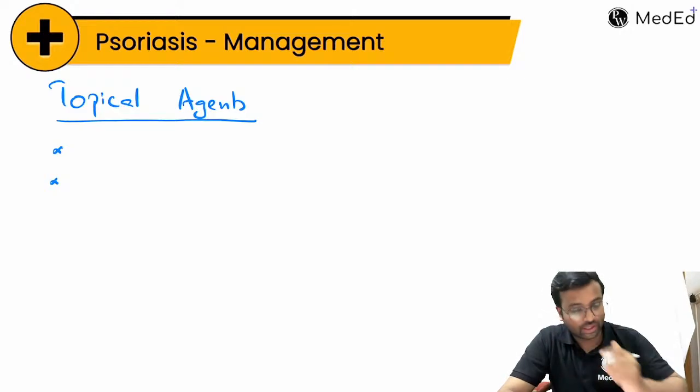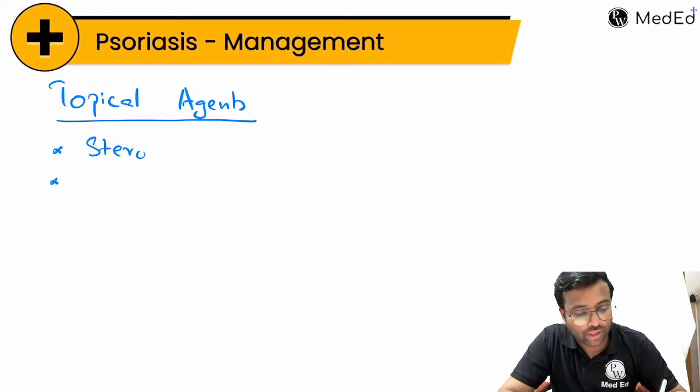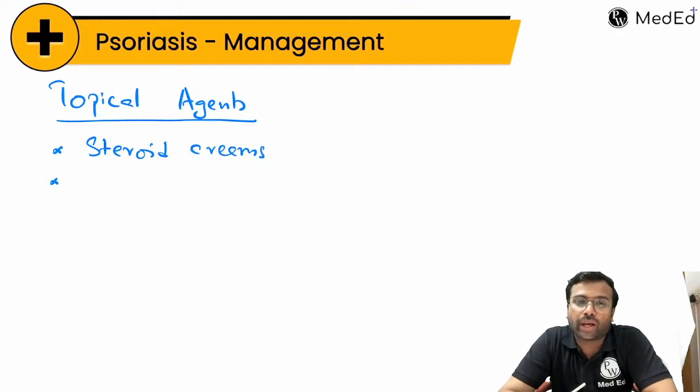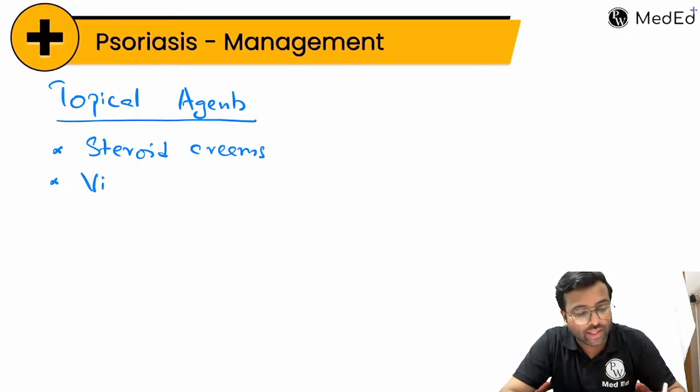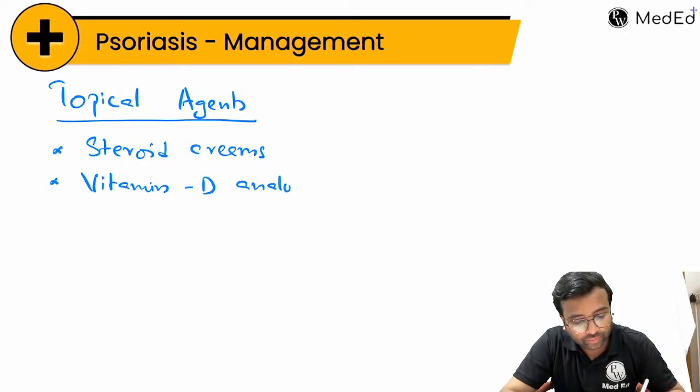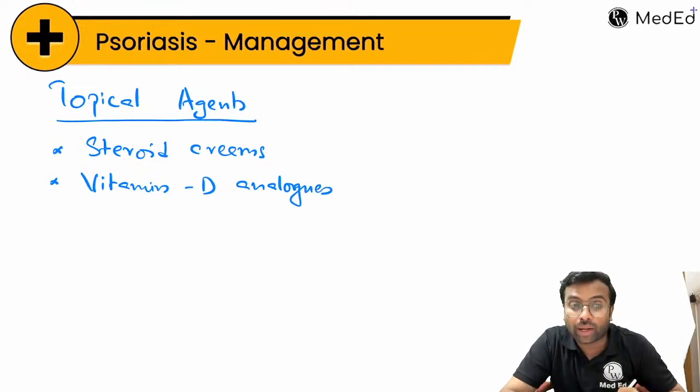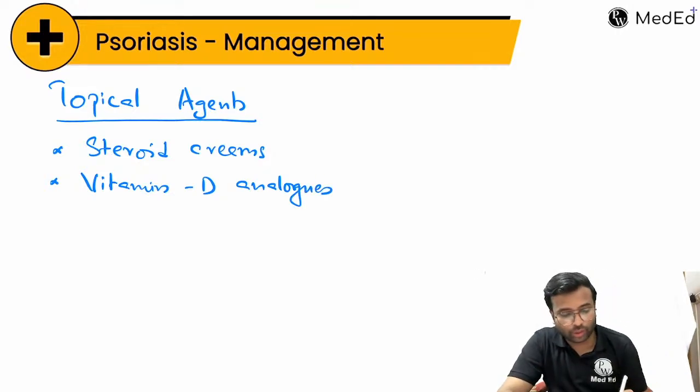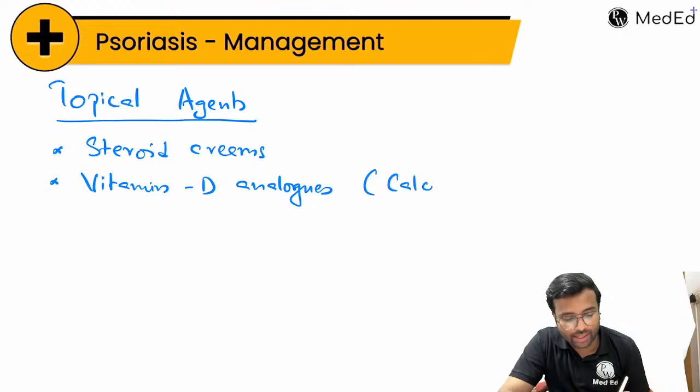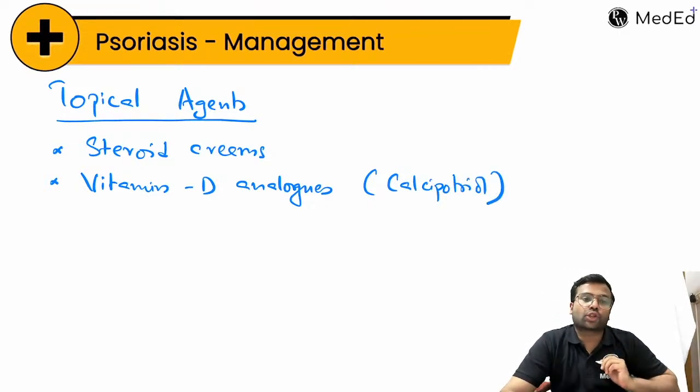Topical agents can be steroid creams. Okay, like betamethasone, clobetasol, all those things are steroid creams. Now, other than steroid creams, we can also go for vitamin D analogs. That is also available as a cream, for example calcipotriol. So the first thing is topical agents.